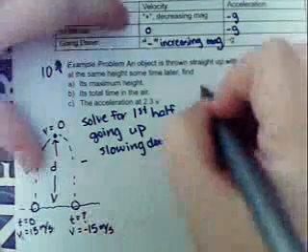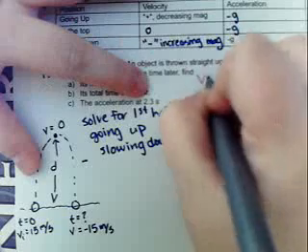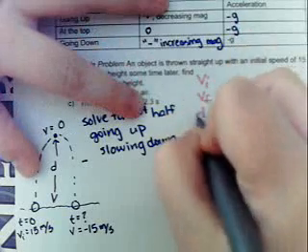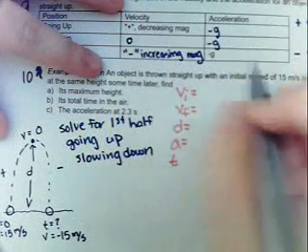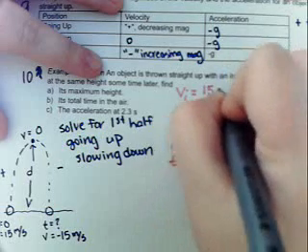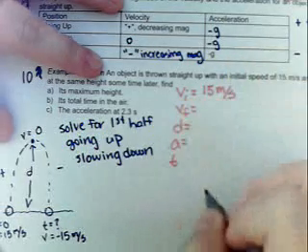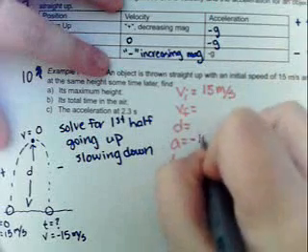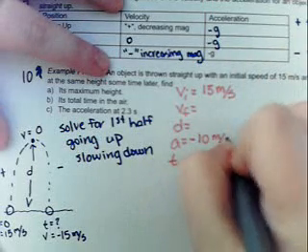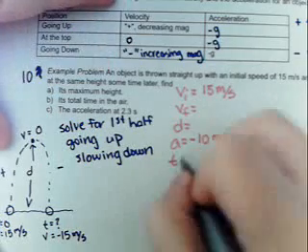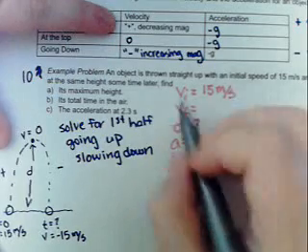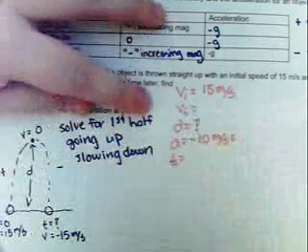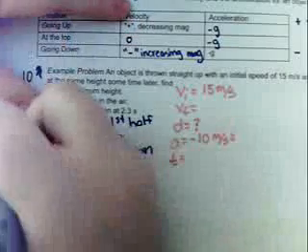We can now set up our chart. We do VI, VF, D, A, T. VI is positive 15, A is g, and in this case that's negative 10. Distance is what we're looking for, or displacement. And VF, because what we just said is that we're solving for the first half of the problem, VF is going to be 0.